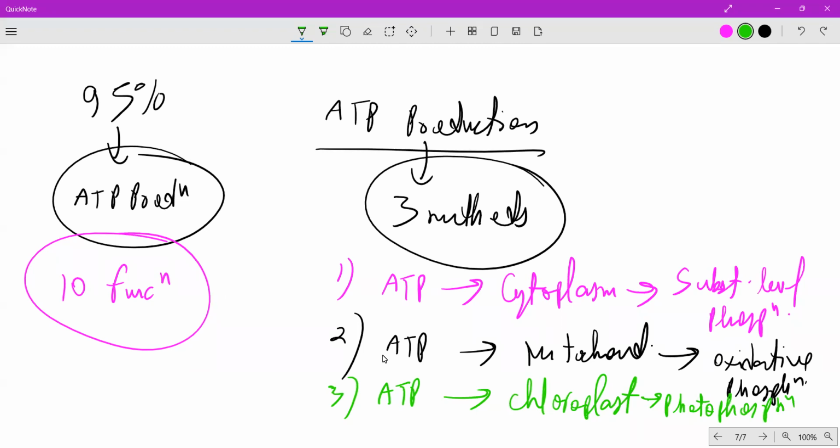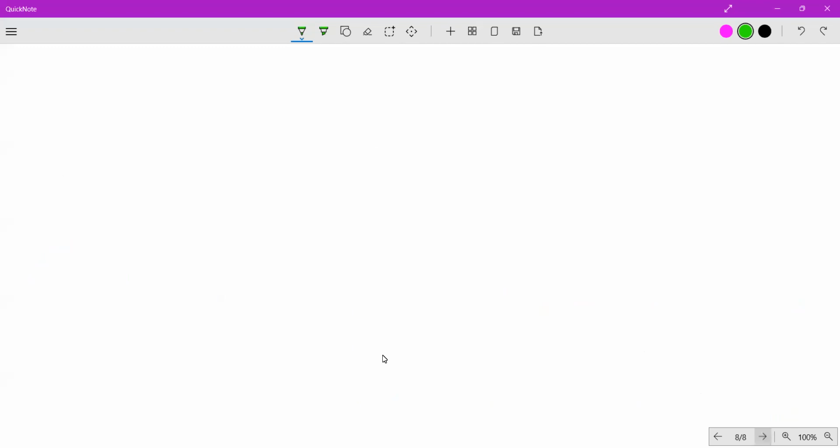Photophosphorylation. Look at different methods: substrate level, oxidative, photophosphorylation. We have different mechanisms by which ATP production can take place. Because we are talking about mitochondria today, we are not talking about the others right now. We are focusing on mitochondria.